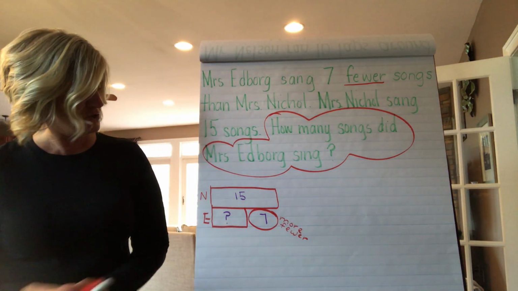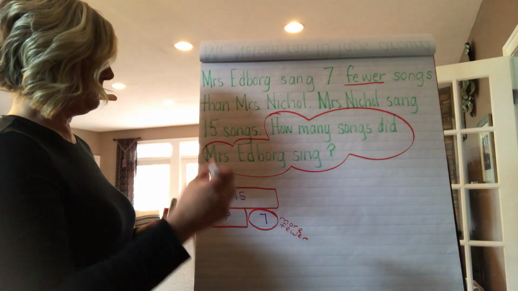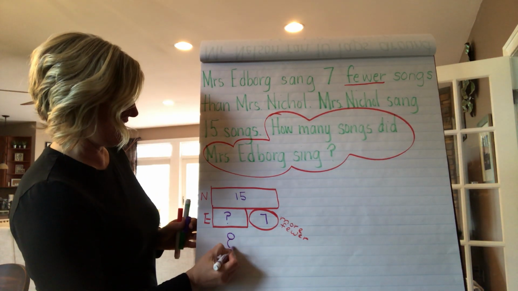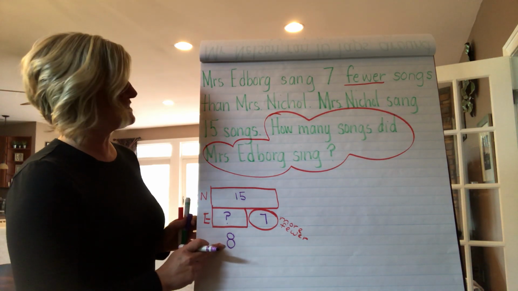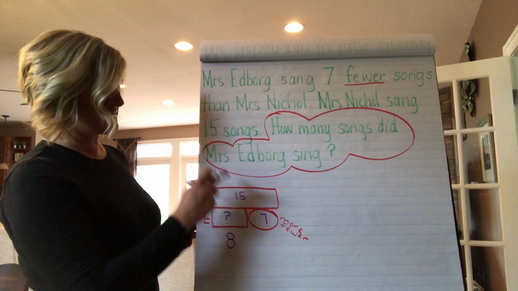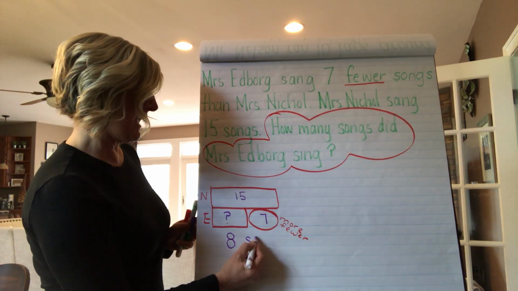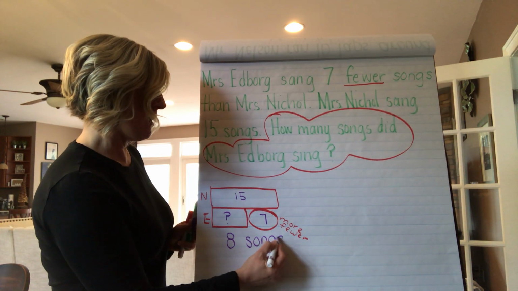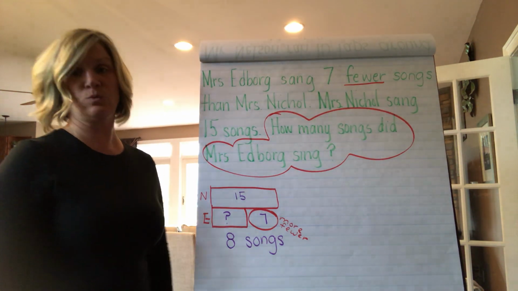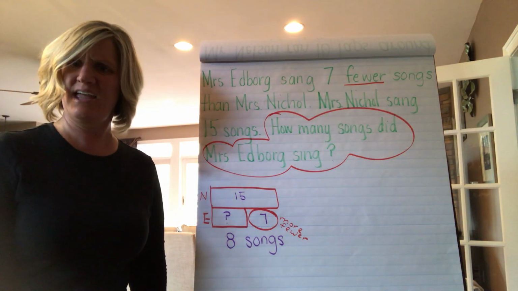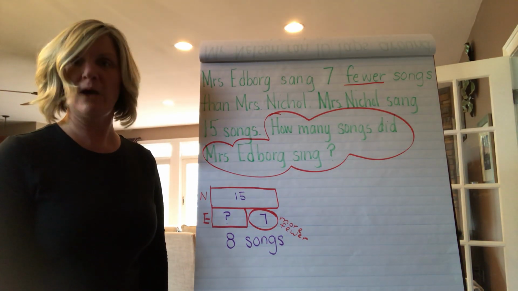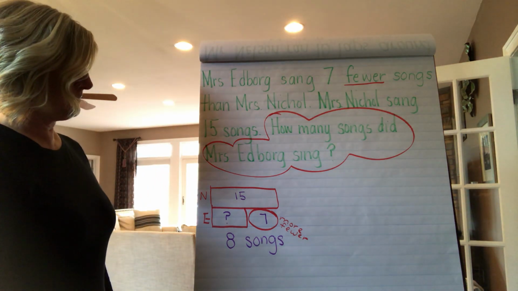All right, boys and girls, so we just figured that this number here is 8. And what we're trying to solve is how many songs did Mrs. Edborg sing? She sang 8 songs. We label that with songs so we know that that's what the 8 means. Not 8 candies, not 8 dishes, not 8 laps around the gym, but 8 songs.